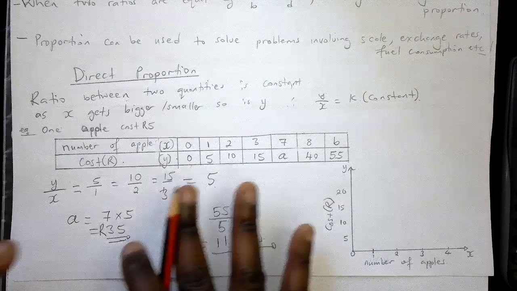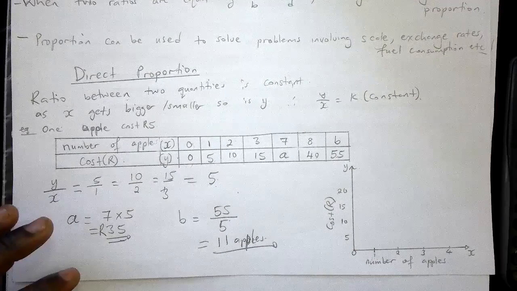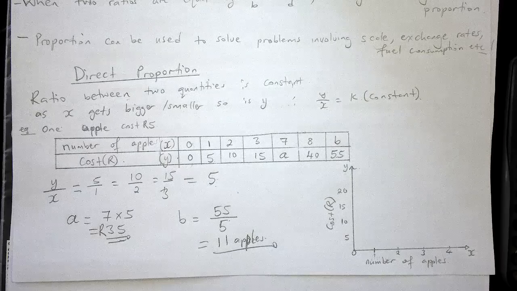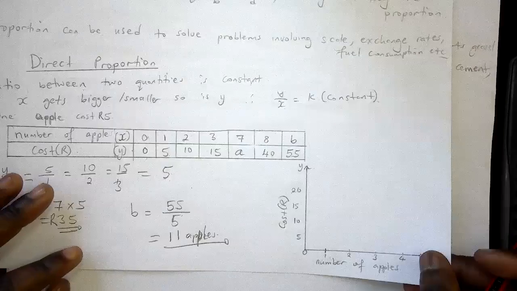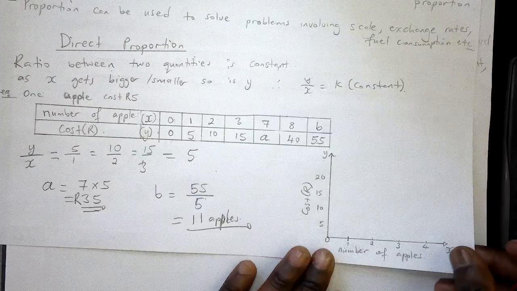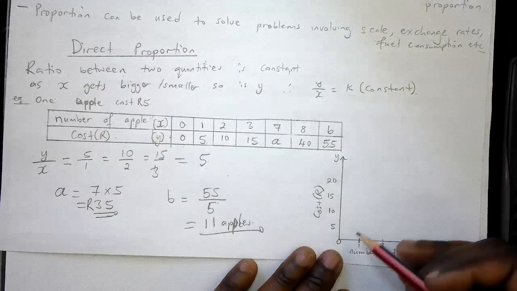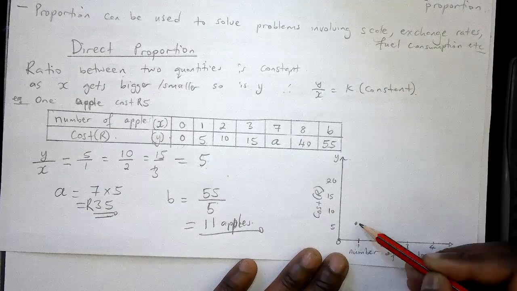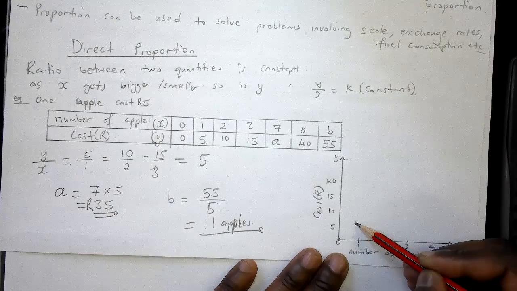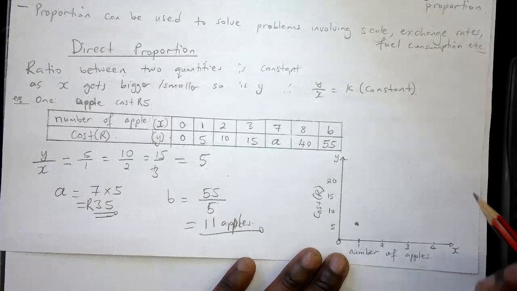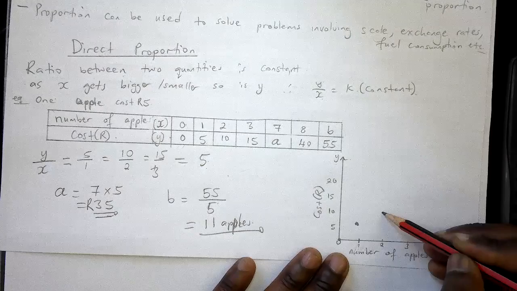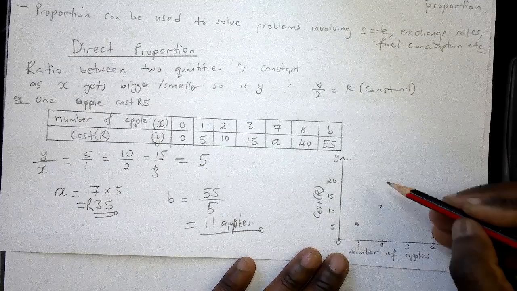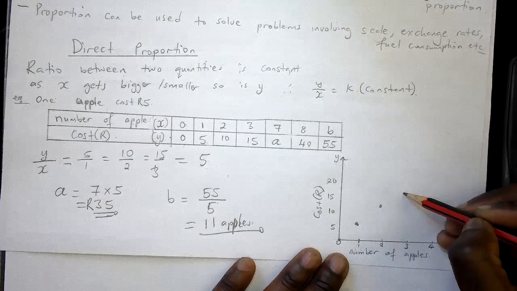These are the things that you will see in your math literacy, called calculating missing values. You need to check what the relationship is. Okay, now let's move on to how your graph looks. If it is 1 apple, it costs 5 rand. If it is 0, it's 0, we don't have an apple. If there are 2 apples, they cost you 10 rand. Then if there are 3 apples, they cost you 15 rand.